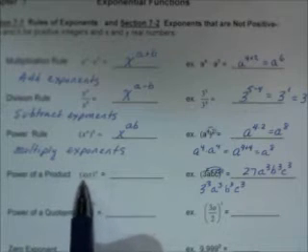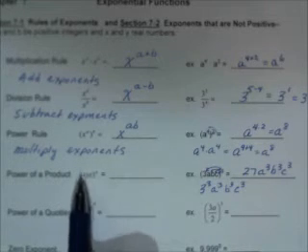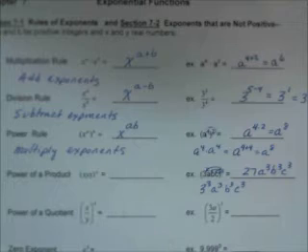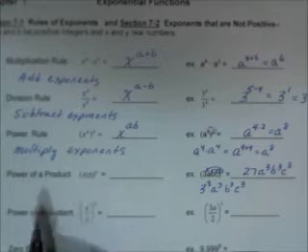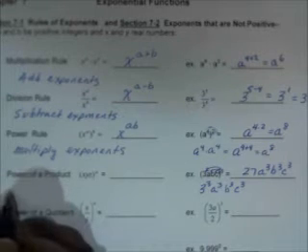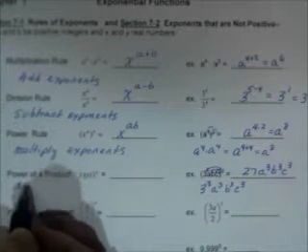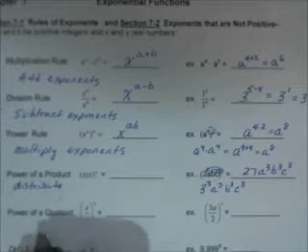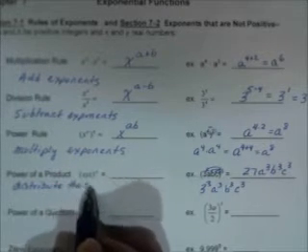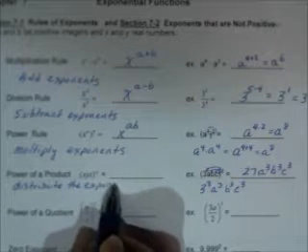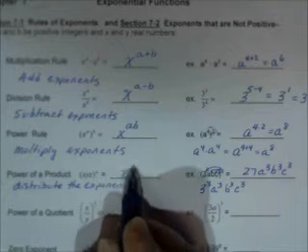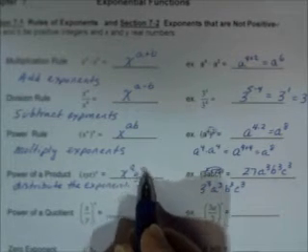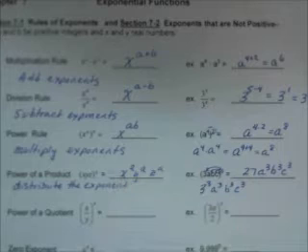So in general, if we have x, y, z, this product raised to the power a, we're going to distribute the exponent a. So you distribute the exponent. So this becomes x to the a, y to the a, z to the a.